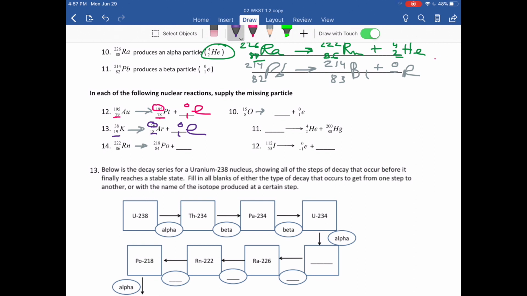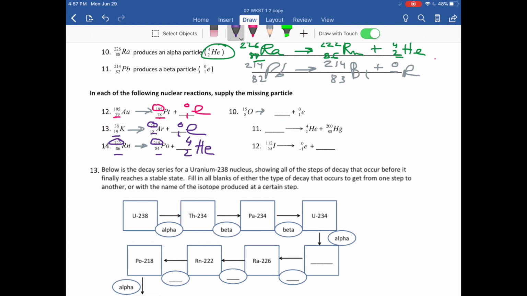Now, the next one, I see how 86 has gone down to 84, so I needed 2 on the particle that's been emitted as the atomic number, because 2 plus 84 equals 86. And then up here, I see that the mass number is going from 222 to 218. So I need a 4 up here, because 4 plus 218 equals 222. So what is the particle that has 4 as the mass number and 2 as the atomic number? The helium, which is the alpha particle.